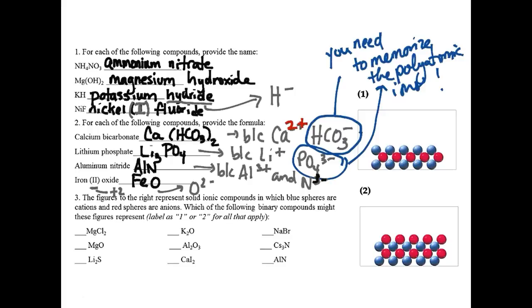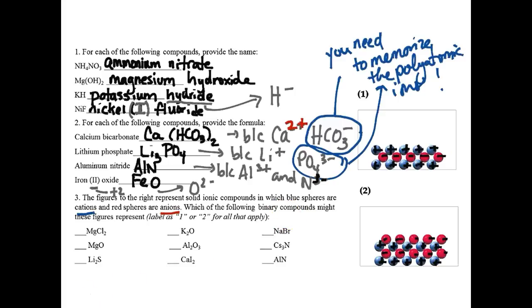Now, last but not least, the figures to the right represent solid ionic compounds in which the blue spheres are cations, that's positive ions, and the red spheres are anions, those are the negative ions. So I'm going to go ahead and label them so that I can see them more clearly. The blue spheres are positive, the red spheres are negative. We don't know the charges, but we can count them and see the ratios. So if you look at the first box here, you count 1, 2, 3, 4, 5, 6, 7, 8, 9, 10 cations for every 1, 2, 3, 4, 5 anions.